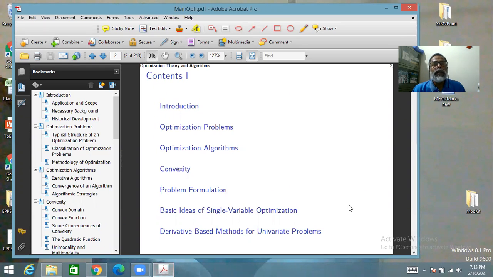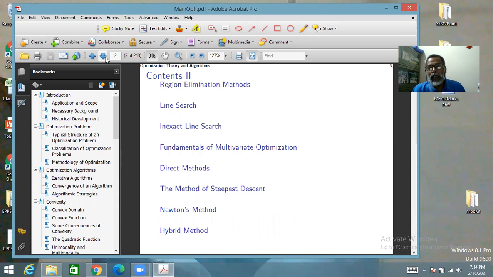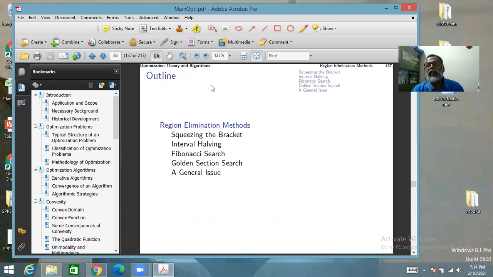In the last lecture, we studied single variable optimization methods which use derivatives. In this lecture, we will study the other class of methods which do not use derivatives. These are called region elimination methods because iteration by iteration, these methods strive to eliminate part of the domain, part of the region itself.